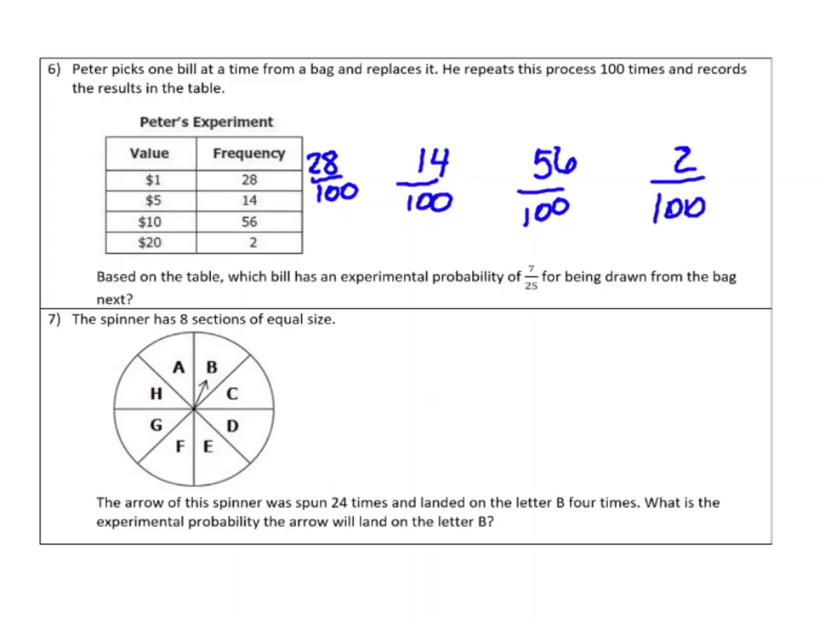And it says, based on the table, which bill has an experimental probability of 0.28? So I want to find which one of those is equal. So I could simplify, divide this one by 4, and I get 7 out of 25. Easy peasy, I found it on the first shot.